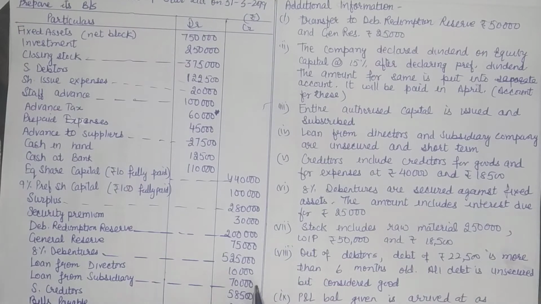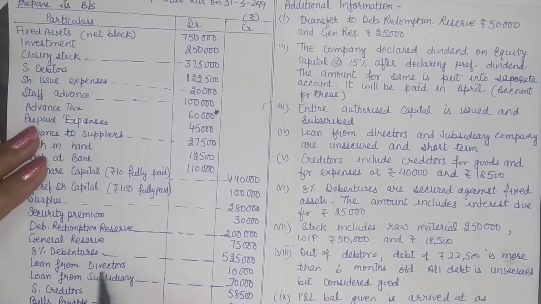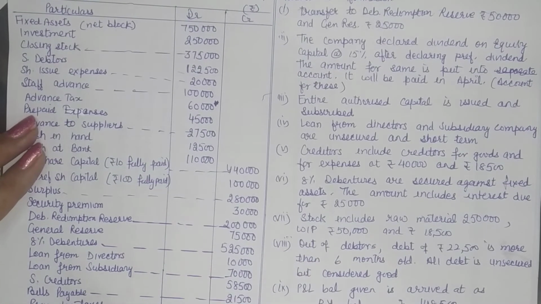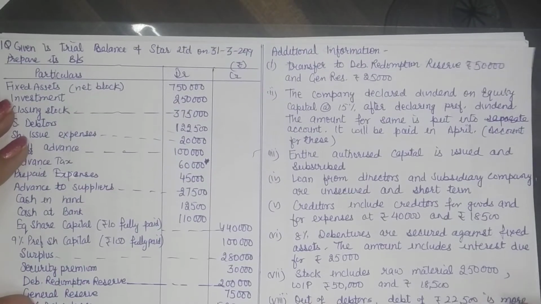Sundry creditors. This is loan from subsidiary. Bills payable. So debentures are long-term borrowings. Loan from directors, we need to see whether it's long-term or short-term. Creditors, bills payable are trade payables. Provision, we know that it is a short-term provision. Now look at the adjustments.